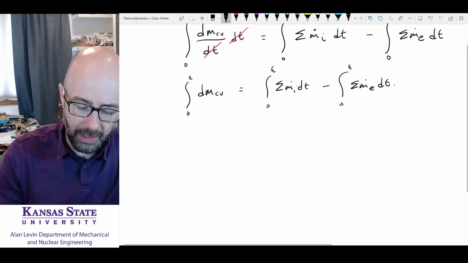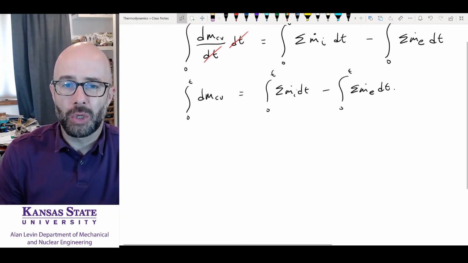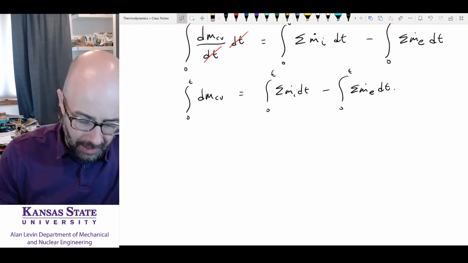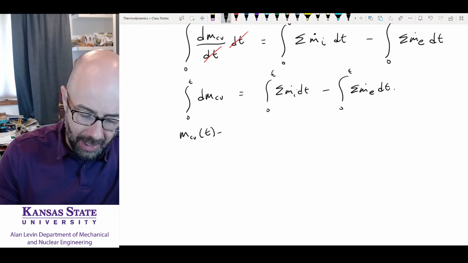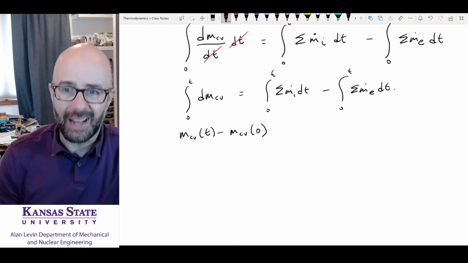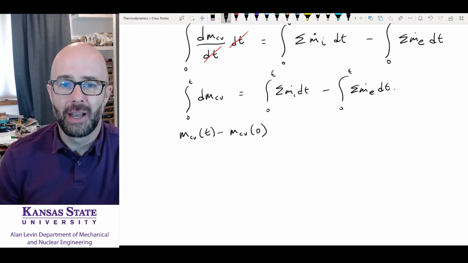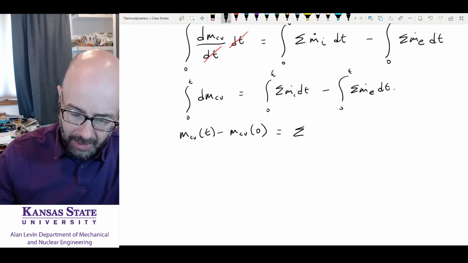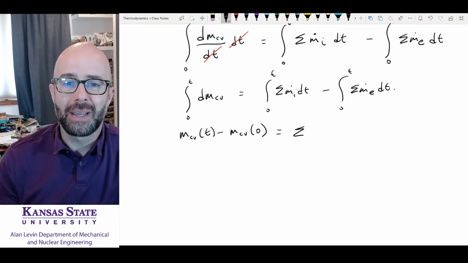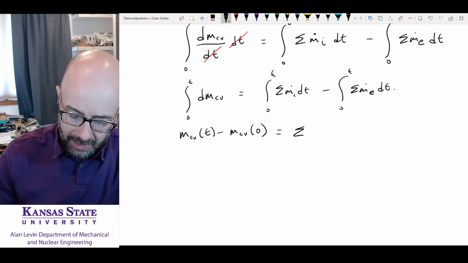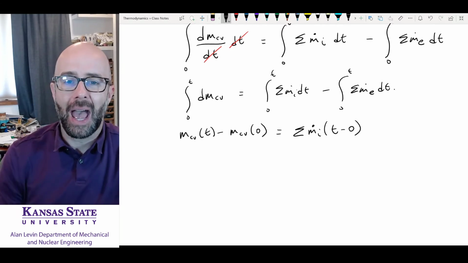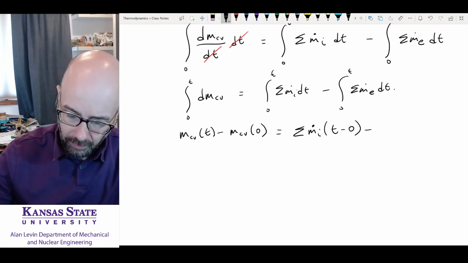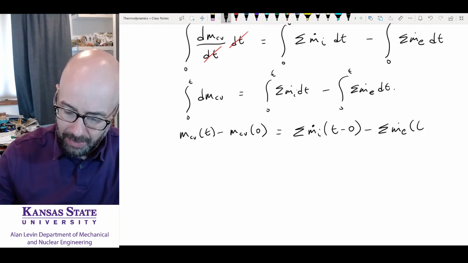Let's do the first integration, which is really easy. The change in mass of the control volume is going to be the mass of the control volume at time t, as a function of t, minus the mass of the control volume at time 0. Now the next thing is the summation. We'll consider the mass flow rate to be constant, so we can take it out of the integral. This is the mass flow rate in times t minus 0, minus the summation of the mass flow rate exiting times t minus 0.